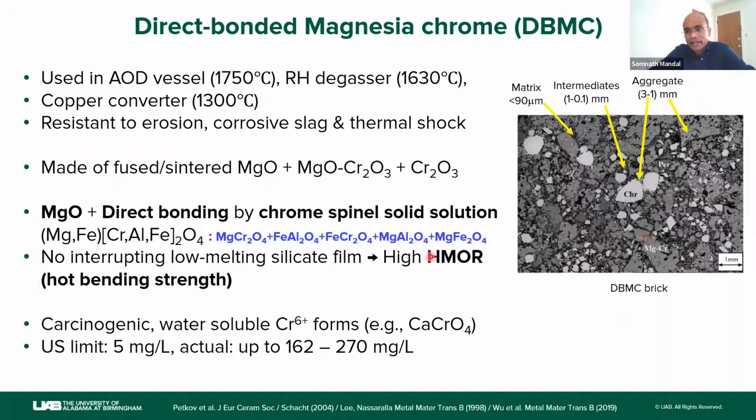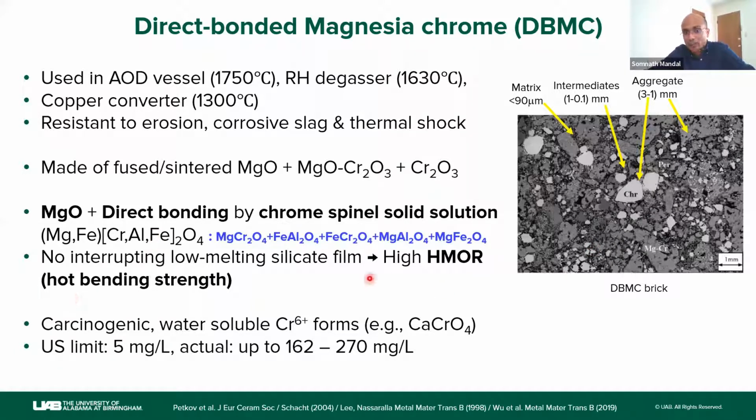This is an example of a direct bonded magnesia chrome. By direct bonding, I mean there are these large magnesia particles, periclase particles. These are chromite grains, and these are fused or sintered magchrome, like pre-synthesized or pre-formed magchrome. And these are bonded together by this complex chromite spinel solid solution.